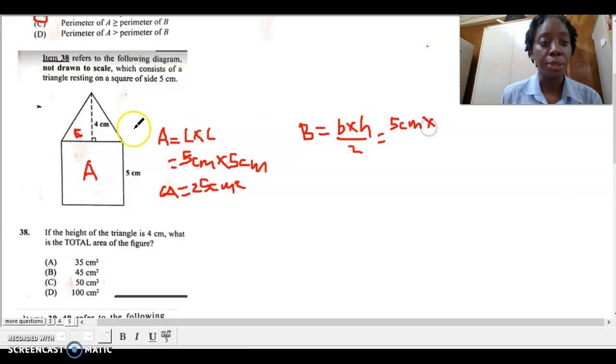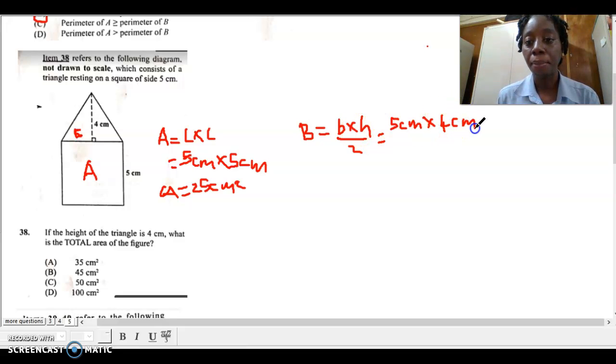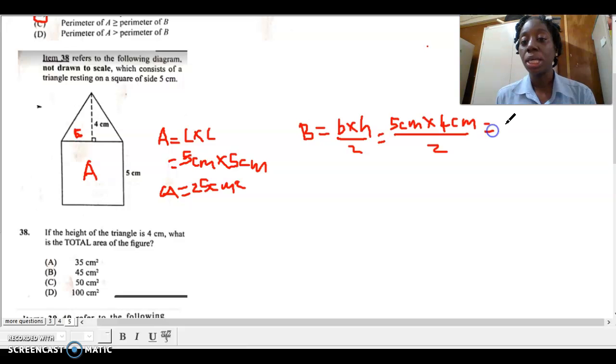The height, which is the perpendicular distance, is 4 centimeters, divided by 2. Now the product of 5 centimeters and 4 centimeters is simply 20 centimeters. And I will find half of this amount, which will give me 10 centimeters squared. But I'm not yet finished.